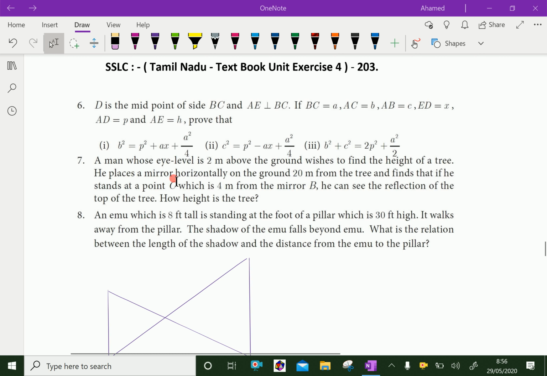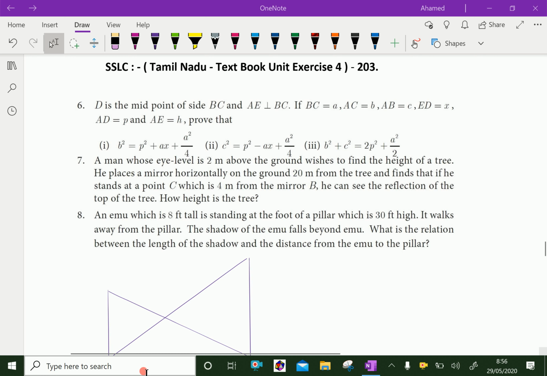A man whose eye level is 2 meter above the ground level wishes to find the height of the tree. He places a mirror horizontally on the ground 20 meter from the tree and finds that if he stands at a point C, which is 4 meter from the mirror B, he can see the reflection of the top of the tree. How high is the tree?